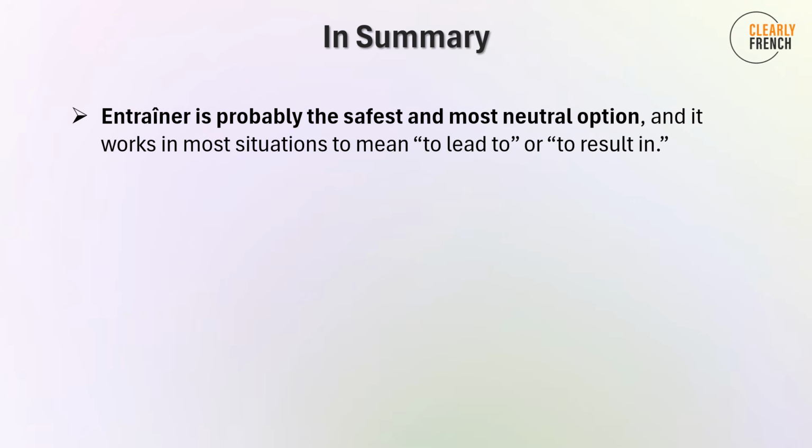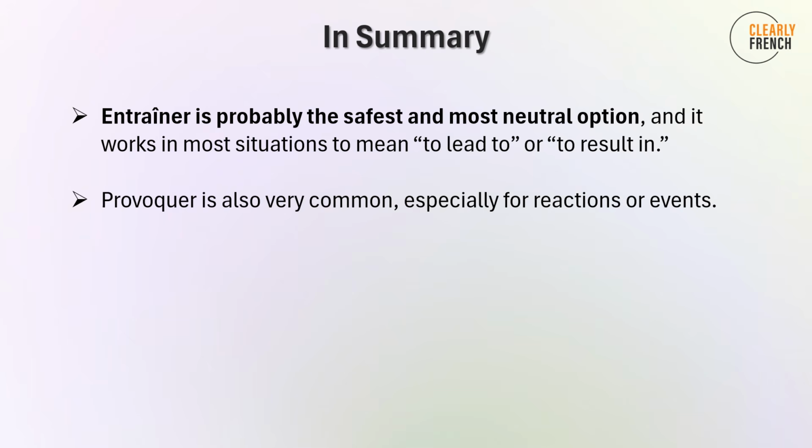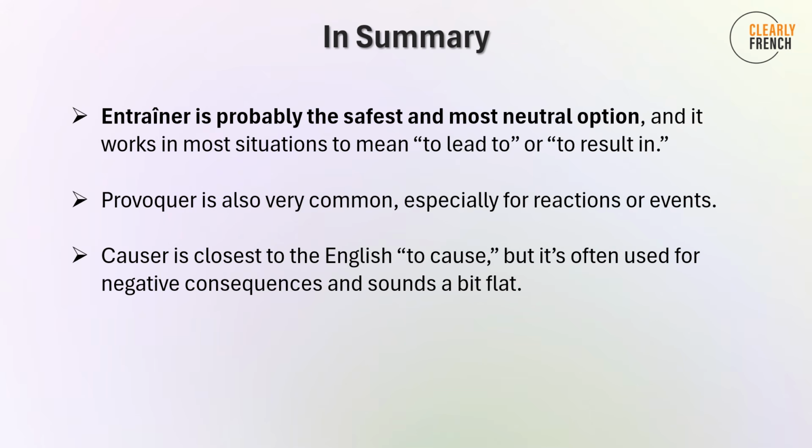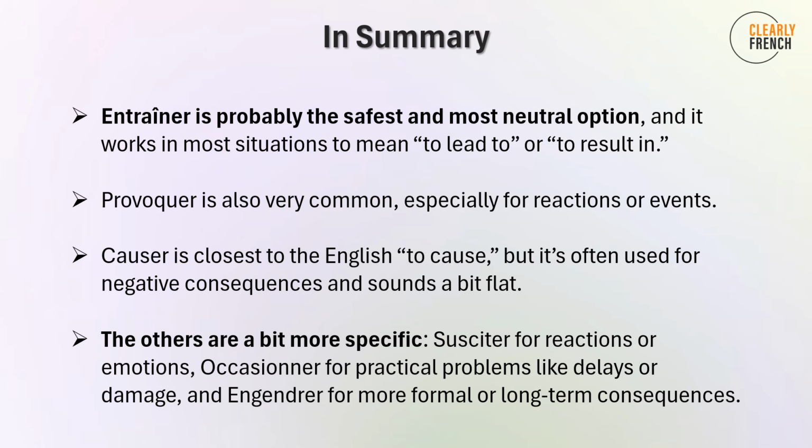In summary, entraîner is probably the safest and most neutral option, and it works in most situations to mean to lead to or to result in. Provoquer is also very common, especially for reactions or events. Causer is the closest to cause, but it's often used for negative consequences and sounds a bit flat, so we don't really like it. The others are a bit more specific.